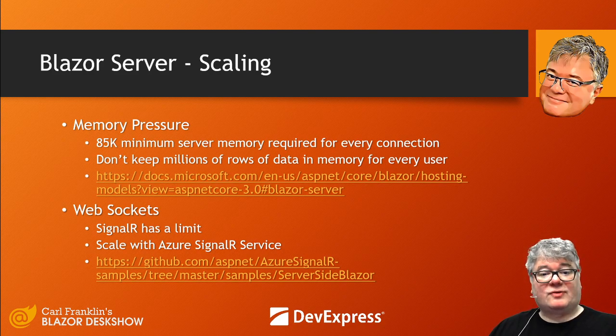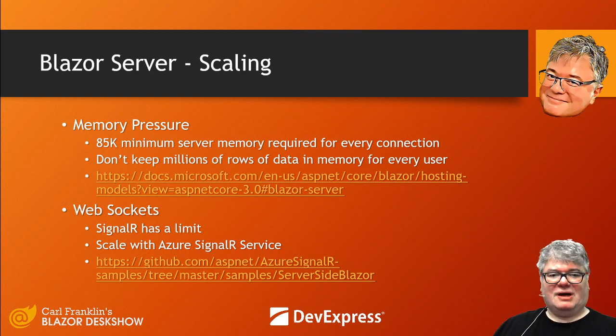So memory is obviously the biggest limiting factor here. There's a minimum of 85K required on the server for every concurrent connection. And that is like the overhead of SignalR, the overhead of Blazor, the DOM, all of that. And that's just a minimum. If you start building a big project, that could bump up to 100K, 200K. So you really have to be cognizant of how much memory your pages are using.